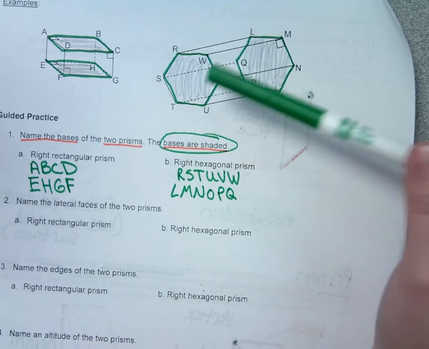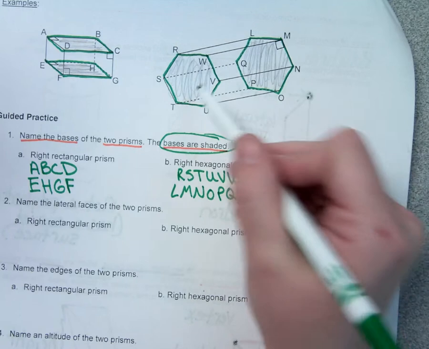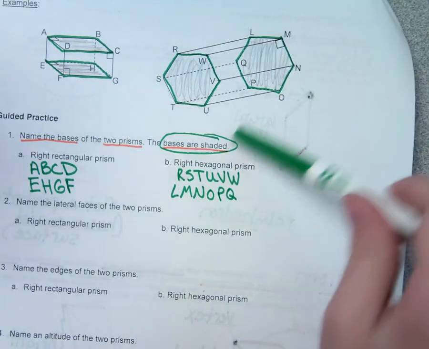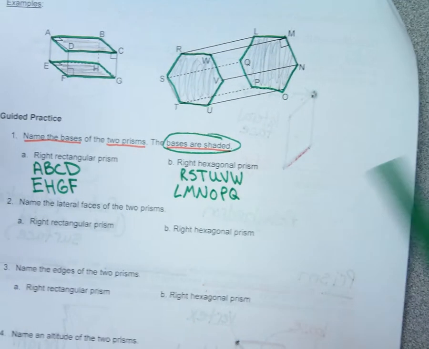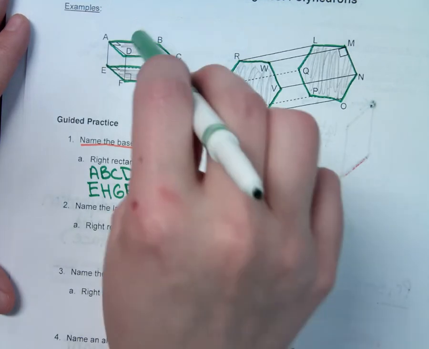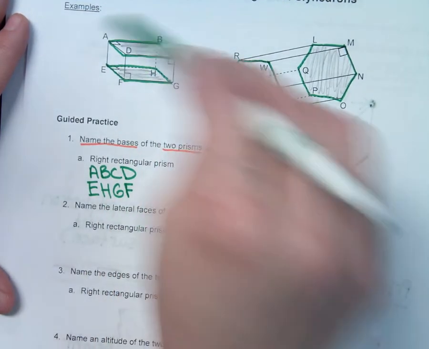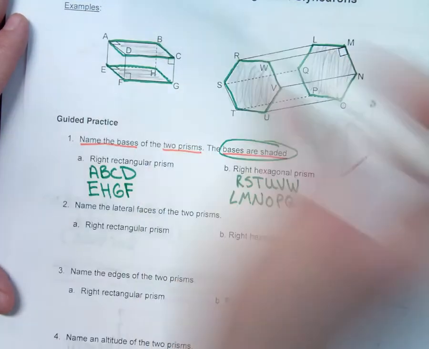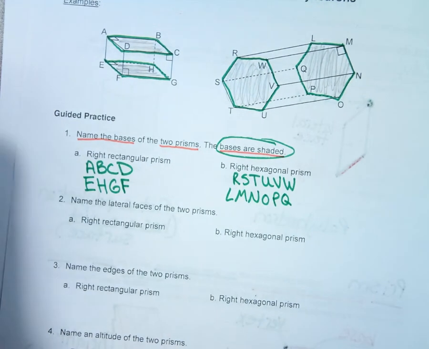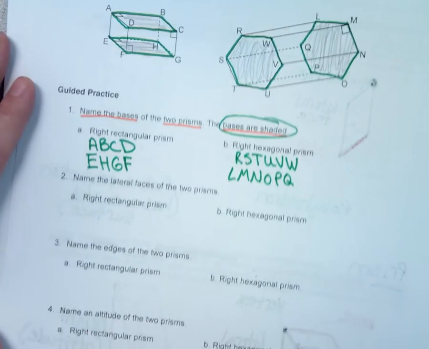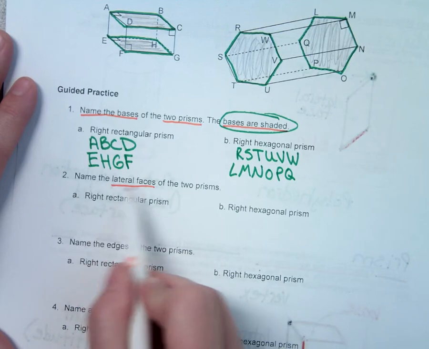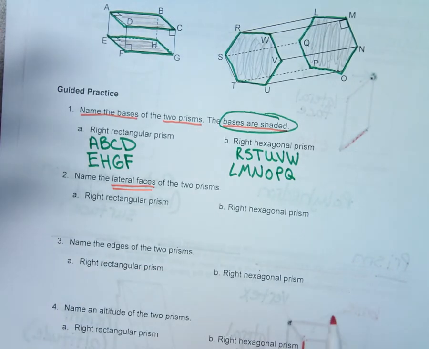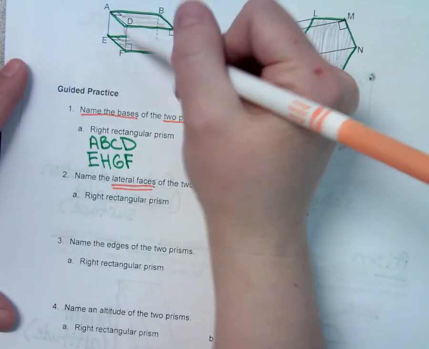Okay, so this is called a hexagonal prism because the bases are hexagons, and it's a prism because all of the lateral faces are rectangles. This one's a rectangular prism because the bases are rectangles and all the lateral faces are rectangles. Okay, so number 2, this one wants me to name the lateral faces. So the lateral faces, those are your sides. They're not the bases, they're the sides.